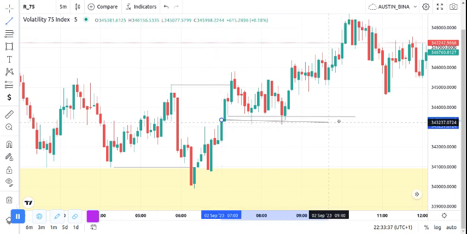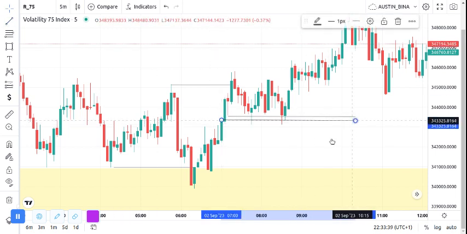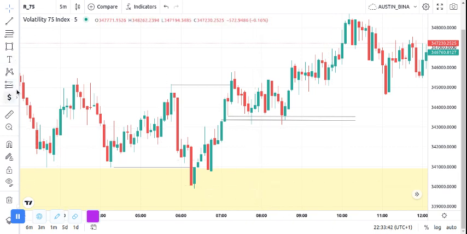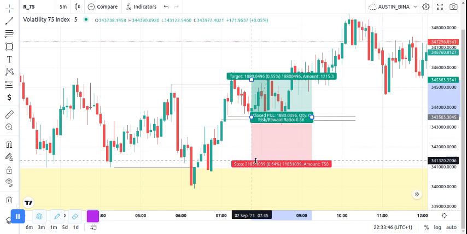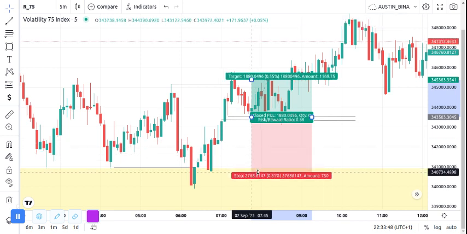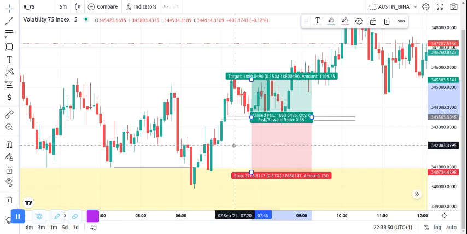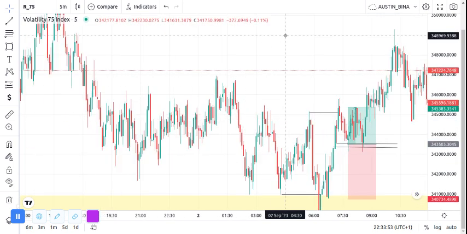This is just what I love to see. You can see price came back to this fair value gap. So this fair value gap is where you take your entry, right? I'm very conservative with my stop loss, guys. I'm truly very conservative with my stop loss.